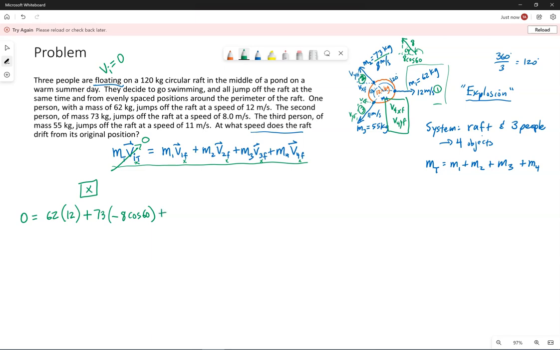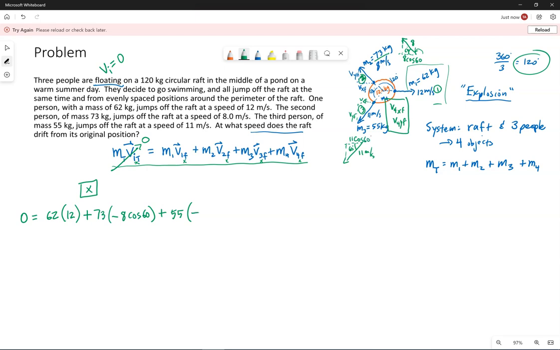Okay, person 3 has a mass of 55 kilograms. Their velocity is 11 meters per second. Everything is separated. All of these individual velocity vectors representing the people are 120 degrees apart. So if person 2's velocity made 60 degrees with the horizontal, then so does person 3. So their x component is to the left, and it's 11 cosine 60.